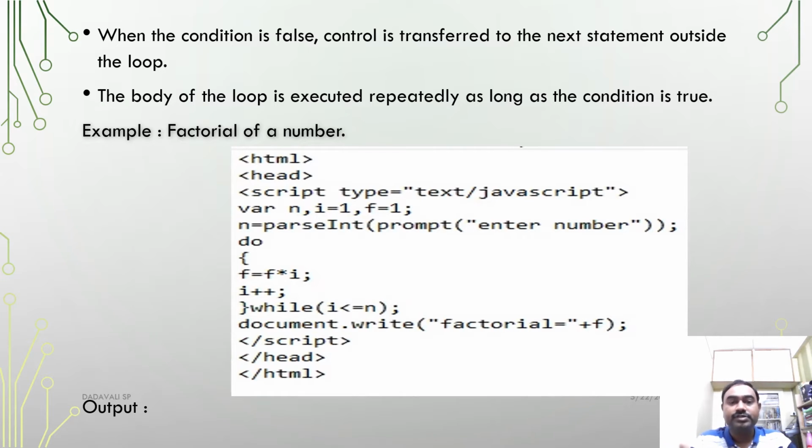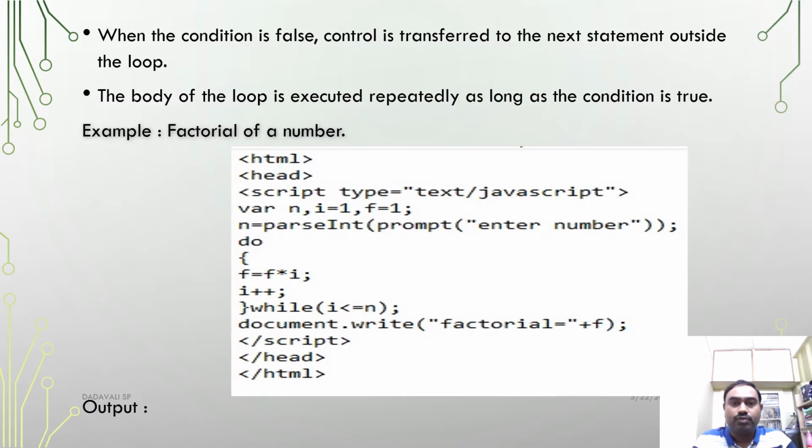Once again it checks the condition. With n value 4, i less than or equal to 4 is true, so again it enters the loop and the remaining statements are executed. So it executes repeatedly depending upon the condition. After that document.write, where document is an object and write is a method, prints the factorial value. So this is the simple program for the do while loop.